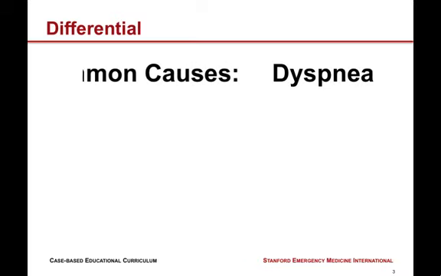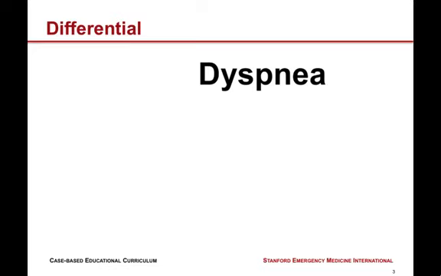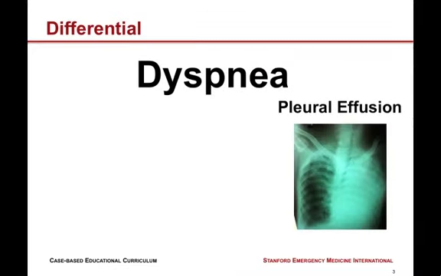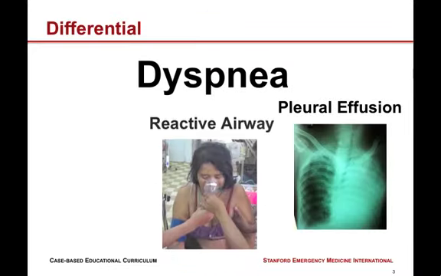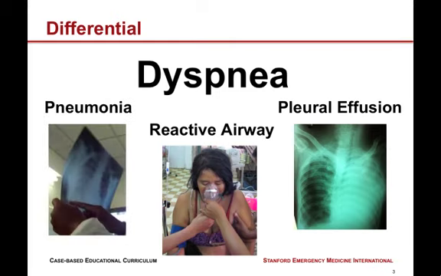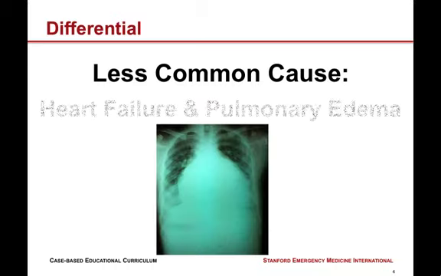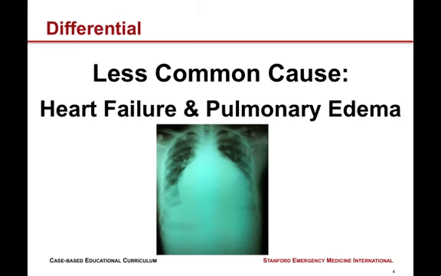The differential for dyspnea, the main complaint that patients with pneumonia will present with, is broad. Dyspnea can be caused, as you know, by pleural effusion, reactive airway, or pneumonia. A far less common cause of dyspnea is pulmonary edema and heart failure. The other three causes of dyspnea, of shortness of breath, are far more common than heart failure.